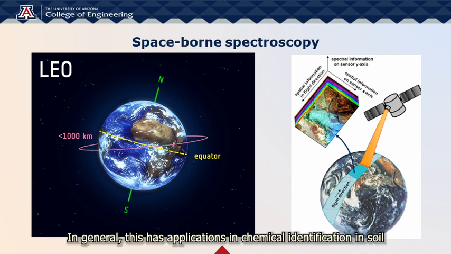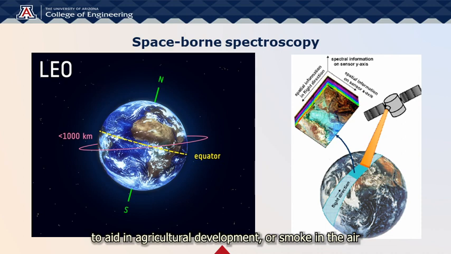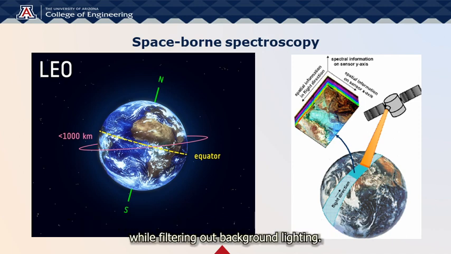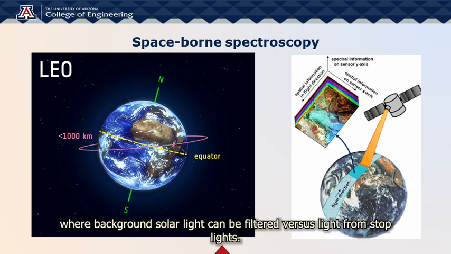In general, this has applications in chemical identification in soil to aid in agricultural development, or smoke in the air to aid in the detection of wildfires. Specifically, this type of spectrometer can be used for wavelength identification of artificial sources while filtering out background lighting. An example of this use is in LiDAR, where background solar light can be filtered versus light from stoplights.